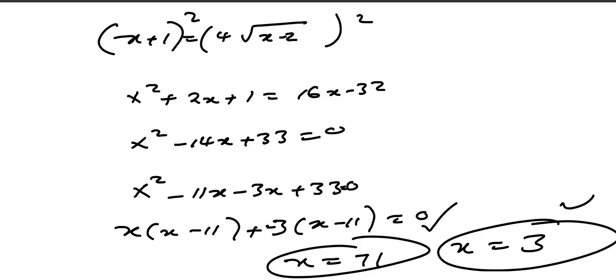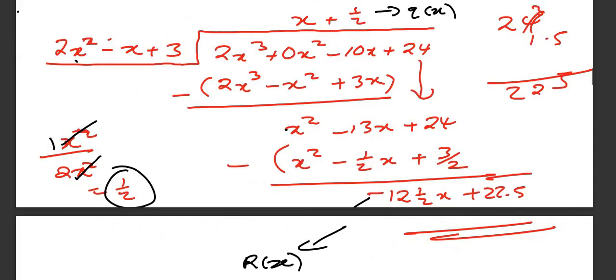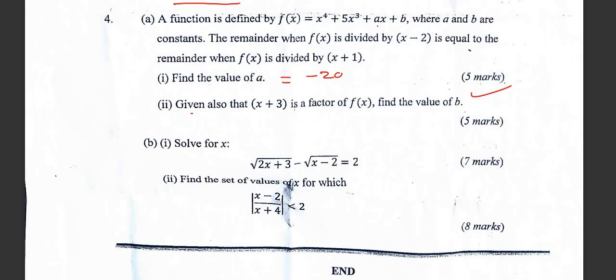Okay, so if this is okay, we can do the last part. The last part is simply here. They're simply telling us we need to solve this: find the set of values for x where this is less than 2.